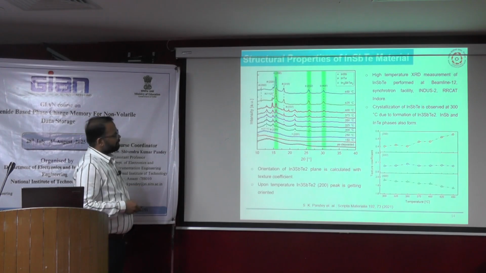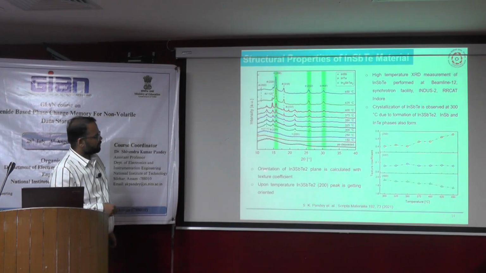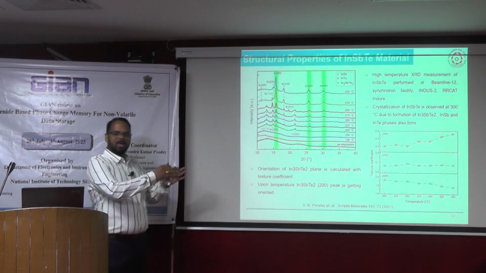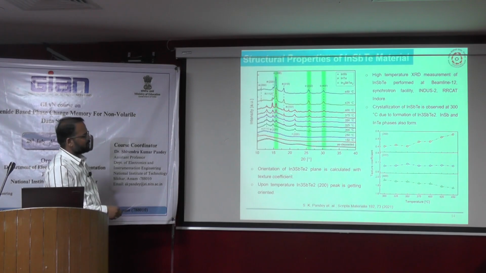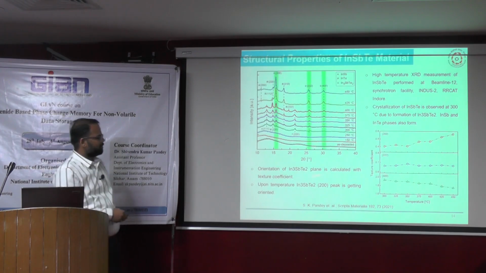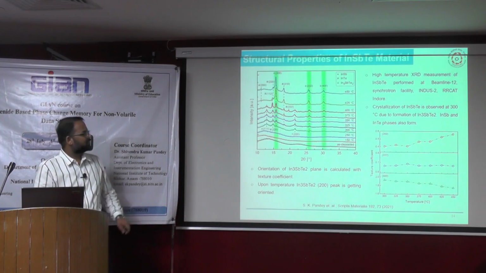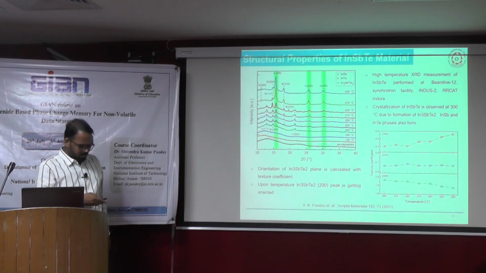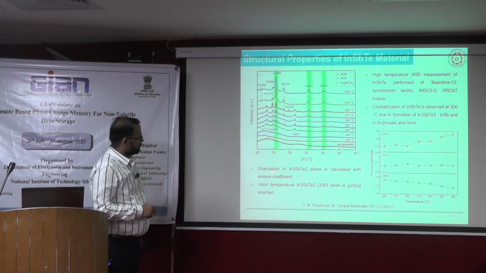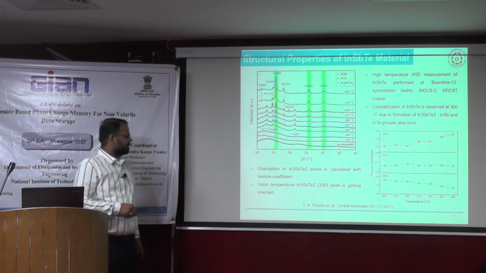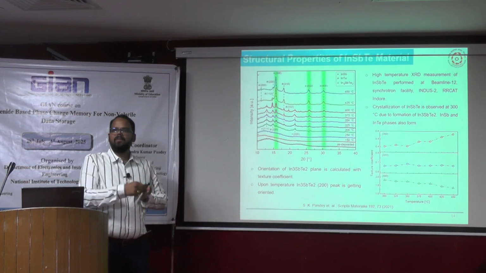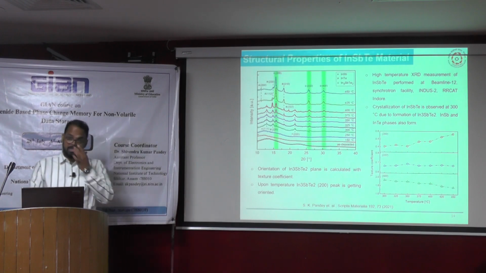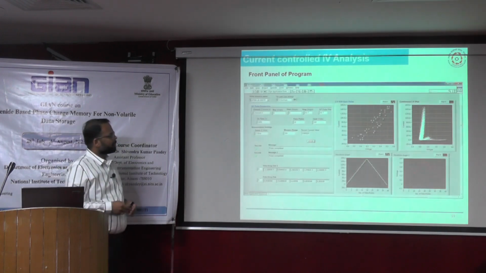Further, the crystallized orientation of this 312 phase, which is more on the material side to understand how the material works, was also calculated using the texture coefficient from the XRD data. It was seen that the 312 peak of 200 gets oriented as we increase the temperature. So yes, it is a more stable material.